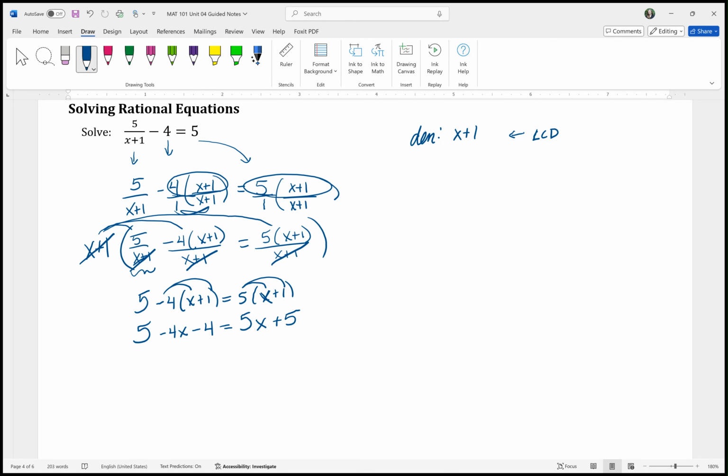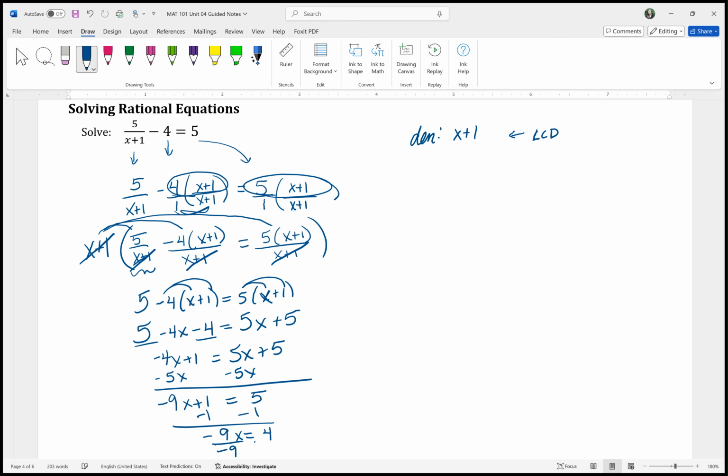So let's combine our like terms first. We've got negative 4x, and 5 minus 4 is just 1, equals 5x plus 5. Now we're moving our variable over, so we're subtracting 5x from both sides. That's negative 9x plus 1 equals 5. Subtract 1, we get negative 9x equals 4. And divide by negative 9. And that's going to give us x equals negative 4/9.